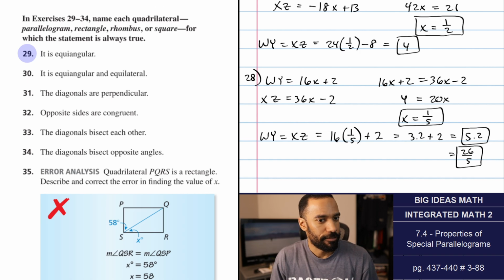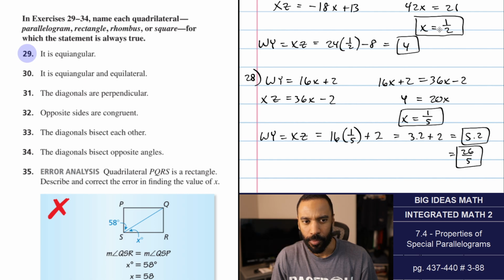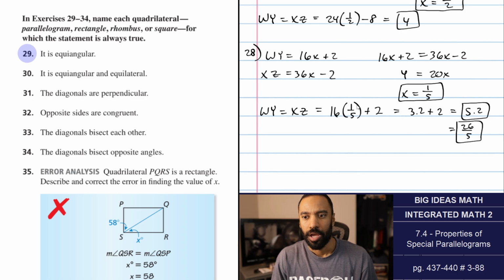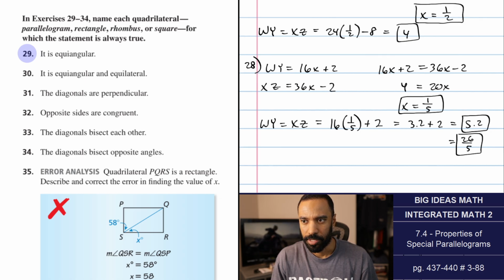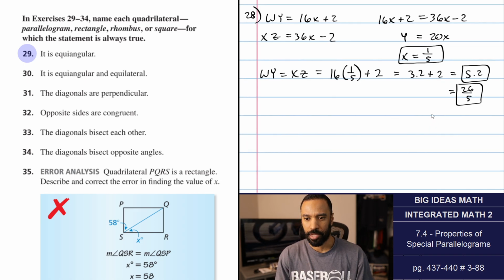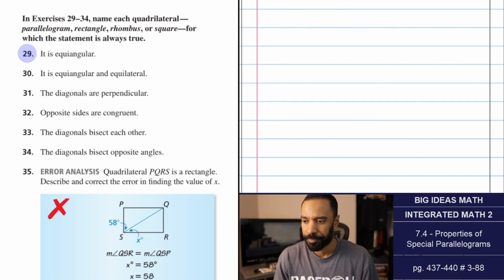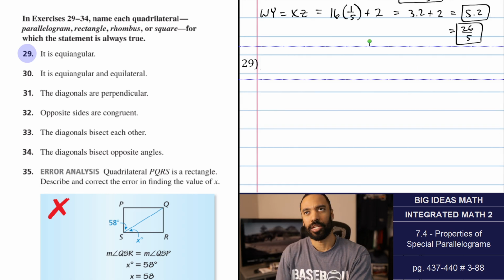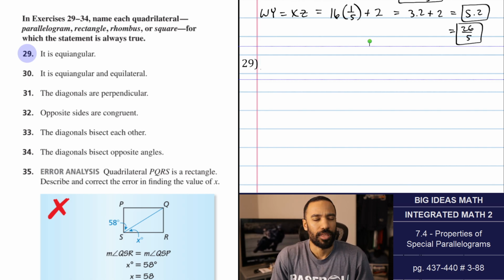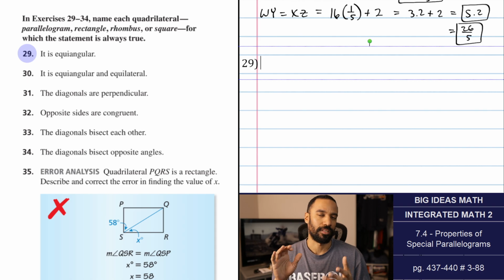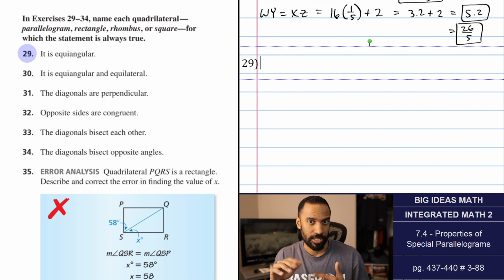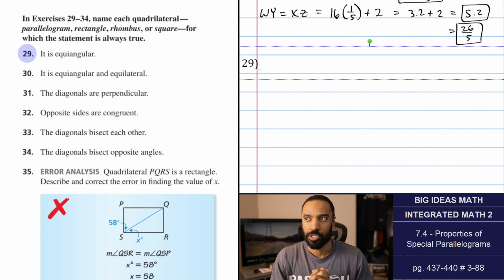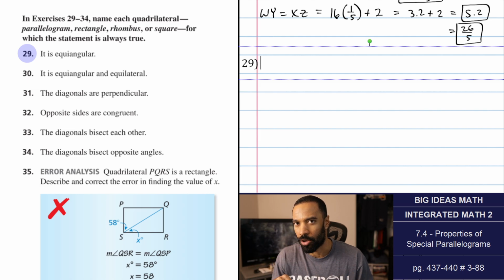In numbers 29 to 34, name each quadrilateral, parallelogram, rectangle, rhombus, or square for which the statement is always true. Equiangular. Okay, so I'm going to type the answer bit, and I'll go from there. 29. These problems can get tricky, because there are some things that we're going to learn by, like, listen, if something is a square, that means it's a rectangle, and rhombus and quadrilateral and things like that. But this is more property-based, so it's like, as long as it's true for one in the chain, then it should be true for all its other descendants.